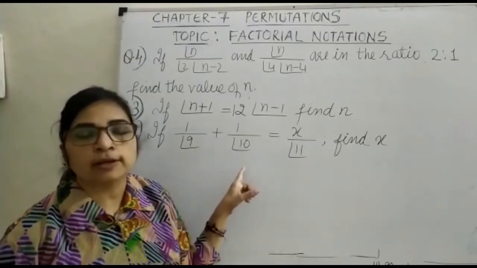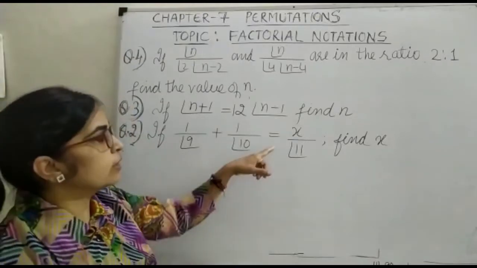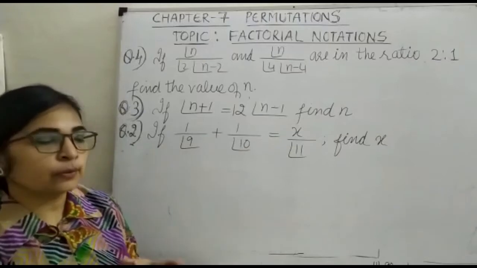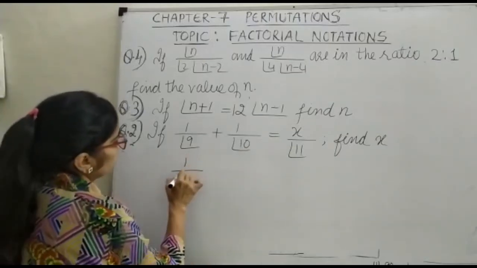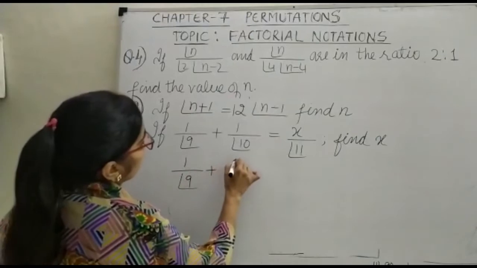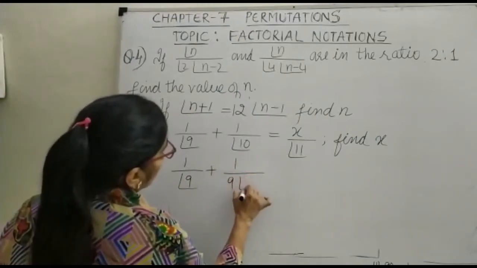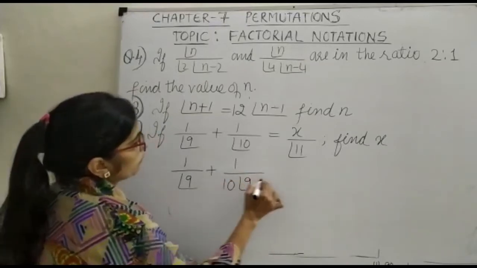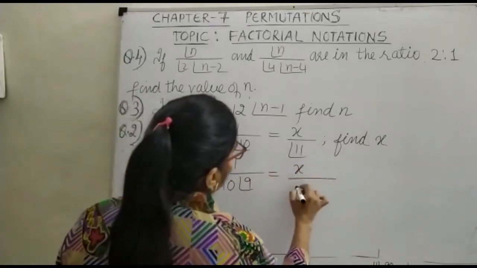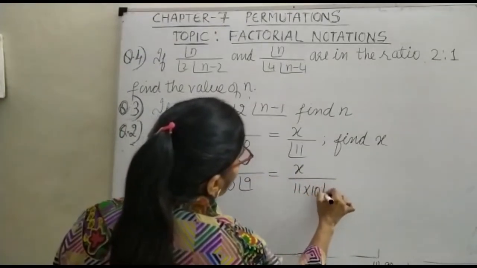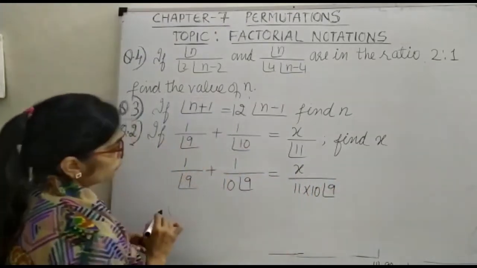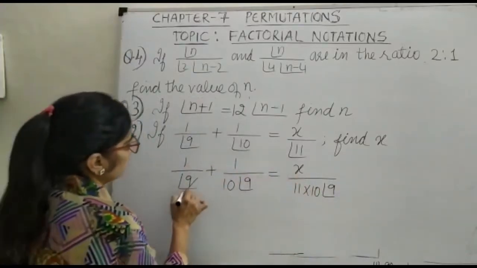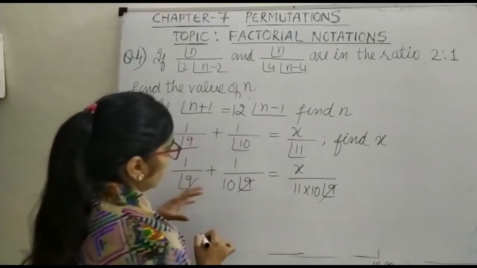So 10 factorial can be written as 10 into 9 factorial, and your 11 factorial can be written as 11 into 10 into 9 factorial. So 1 upon 9 factorial plus 1 upon 10 into 9 factorial is equal to x upon 11 into 10 into 9 factorial. Now you can see that in each term denominator there is a 9 factorial, so you can get these terms cancelled by taking the common.